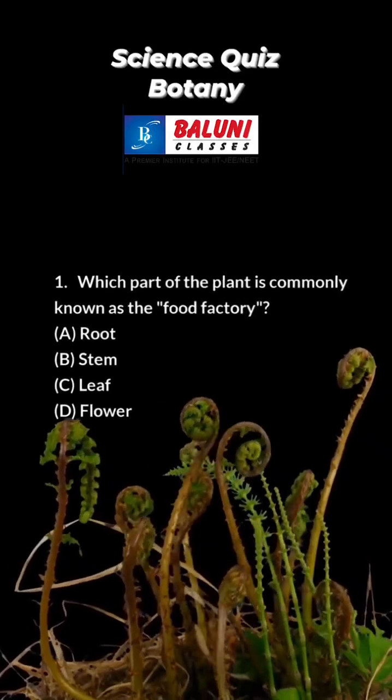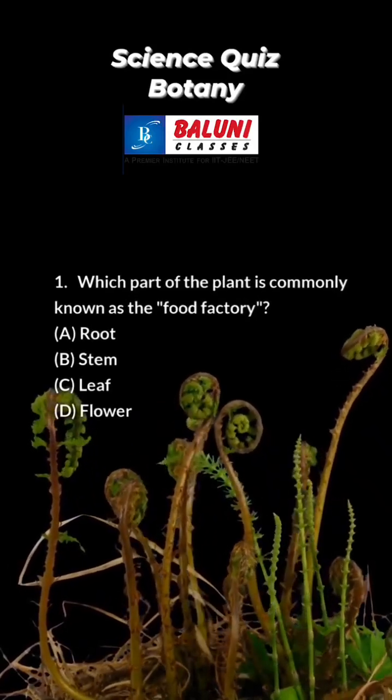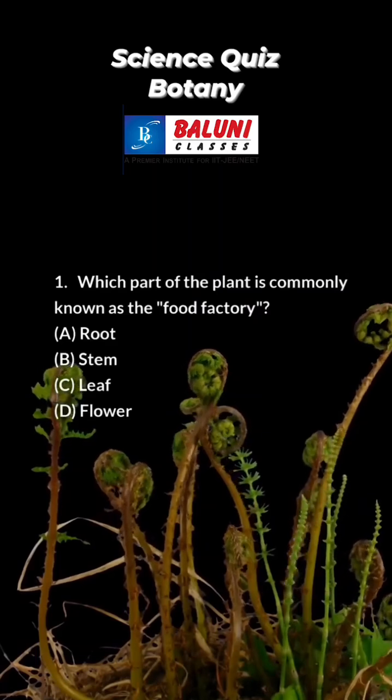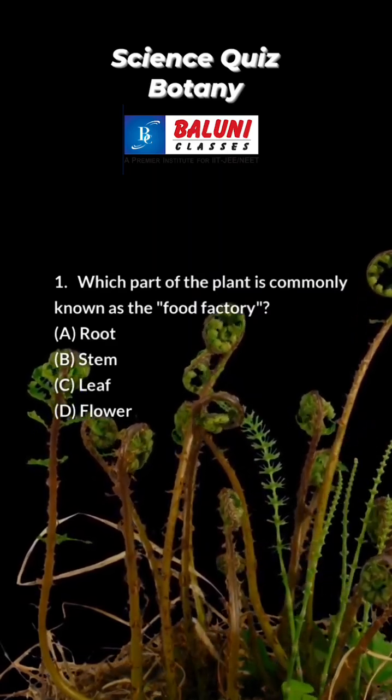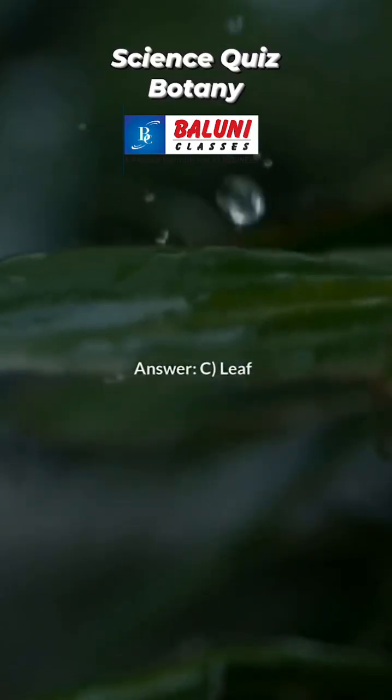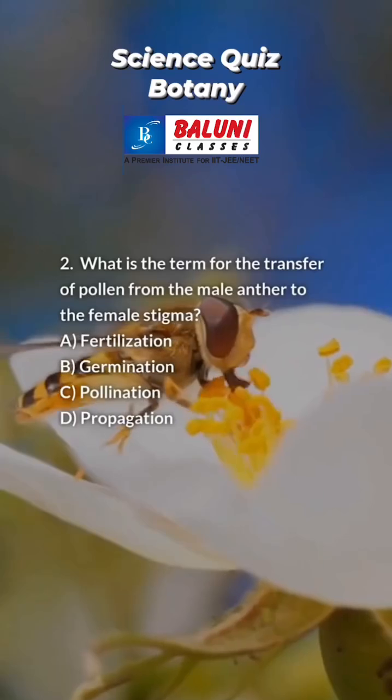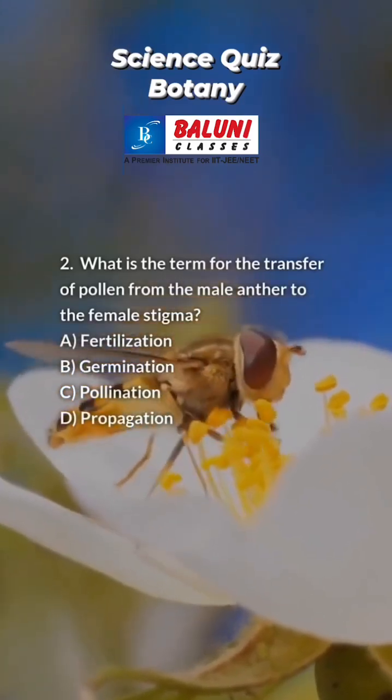1. Which part of the plant is commonly known as the food factory? A. Root. B. Stem. C. Leaf. D. Flower. 5, 4, 3, 2, 1. Answer. C. Leaf.